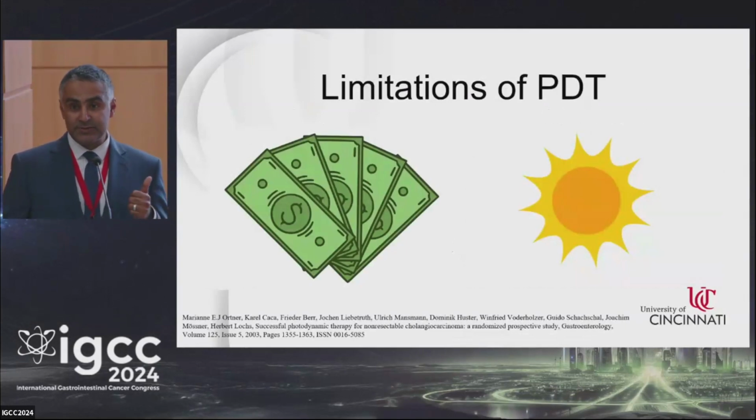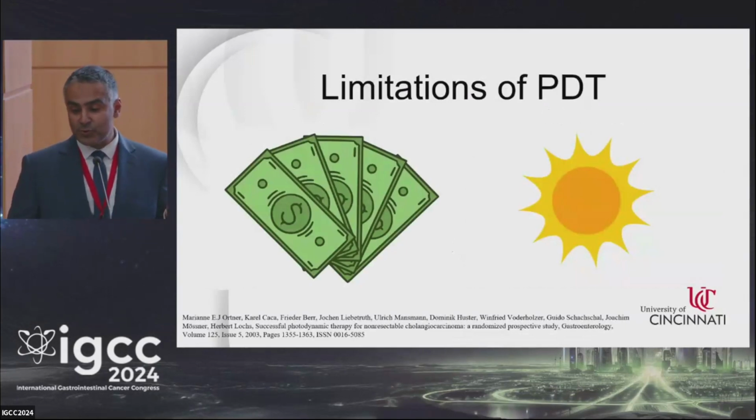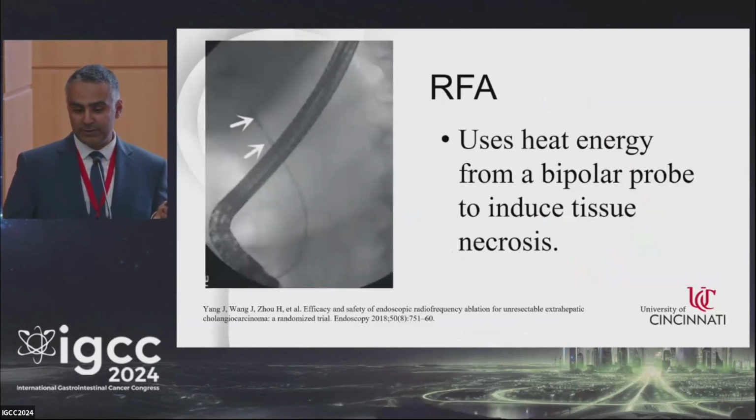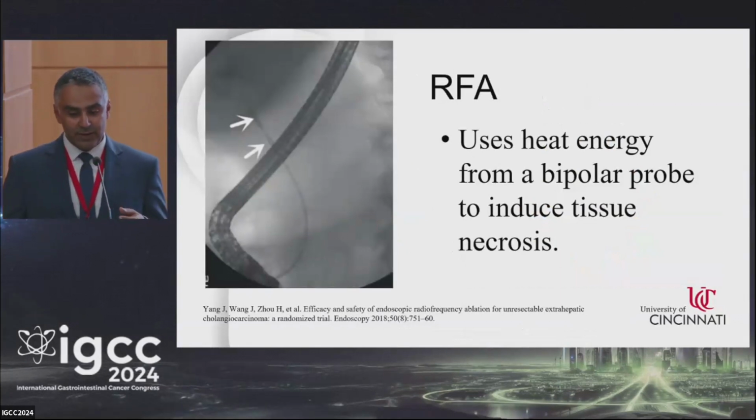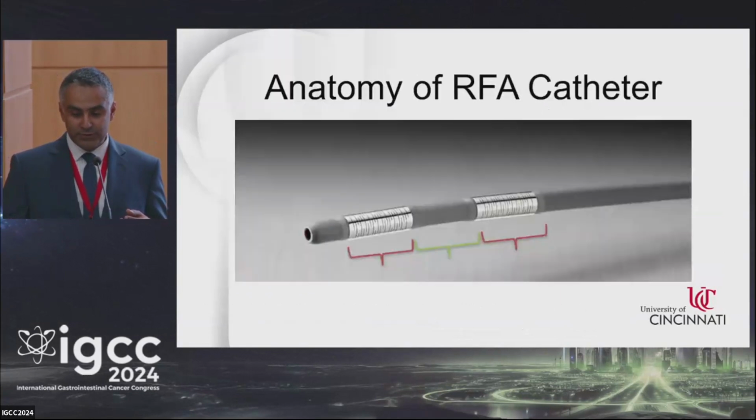PDT has limitations. It's expensive, often not covered by insurance, and it requires patients to avoid sunlight for prolonged periods. The more commonly used intraductal ablative therapy is RFA, which uses heat energy from a bipolar probe to induce tissue necrosis. This is introduced over a guide wire.